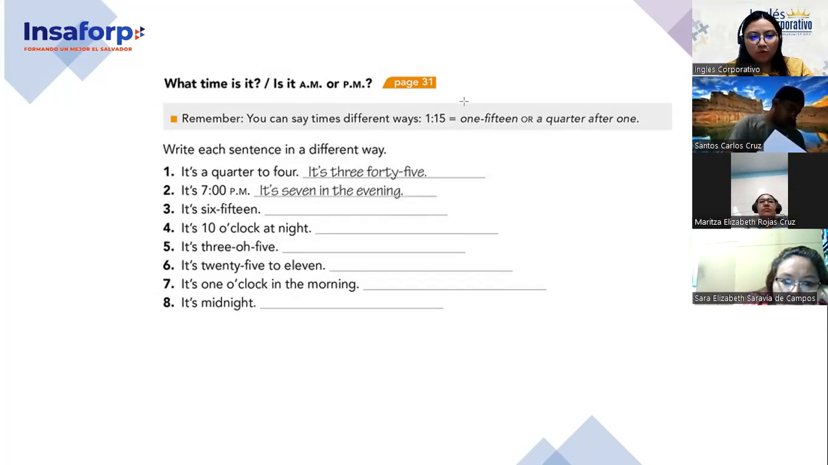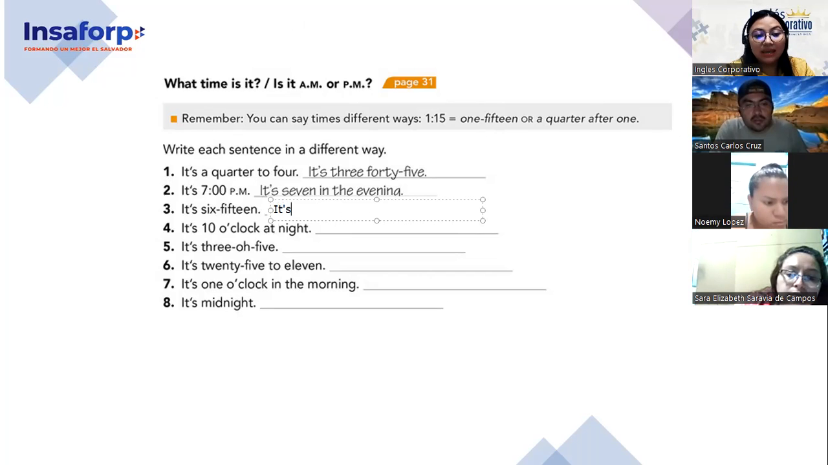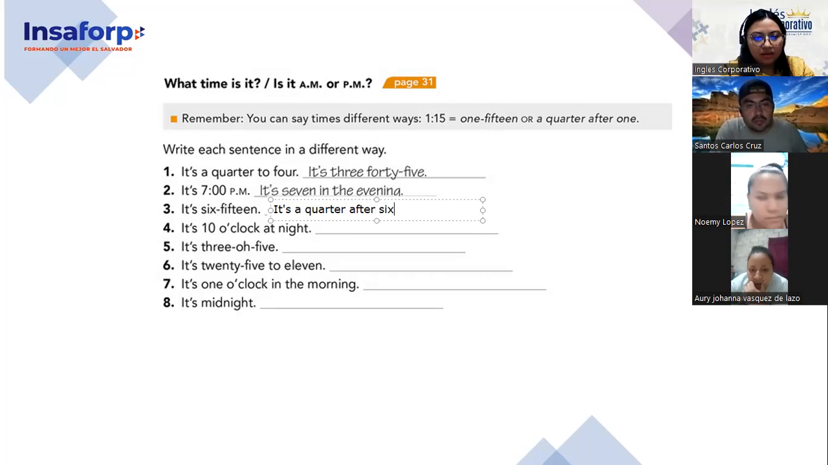Number three, what do you think is the correct way to say it's 6:15 in a different way? How do we express number three in different words? It's 6:15. A quarter after six. Remember, it's a quarter. It's a quarter after six.